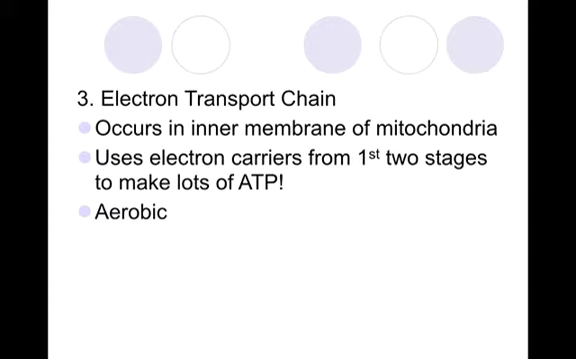Then the third part. This is where we get lots of ATPs, and it uses all those electron carriers that are made in glycolysis and the second phase. This occurs in the inner membrane of the mitochondria, and it does require oxygen. So this is where those carriers are going to move those electrons down the chain to produce ATP as it goes along, and it makes a lot of ATP.